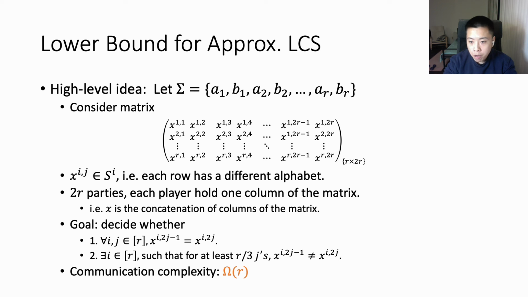The goal of the 2R parties is to decide between two cases. The first case is that for any i and j, x_i,2j-1 is equal to x_i,2j. The second case is that there exists some i in R such that for at least R over 3 values of j, x_i,2j-1 is not equal to x_i,2j. We can show such a decision problem has communication complexity omega R. Also, we can reduce this decision problem to approximating LCS between X and the local string Y.